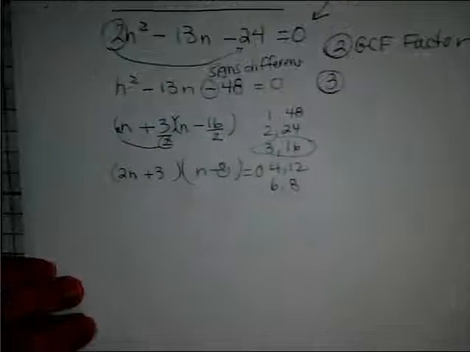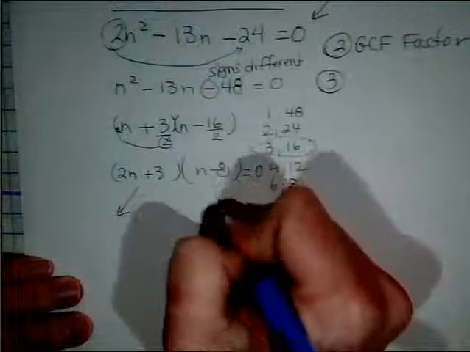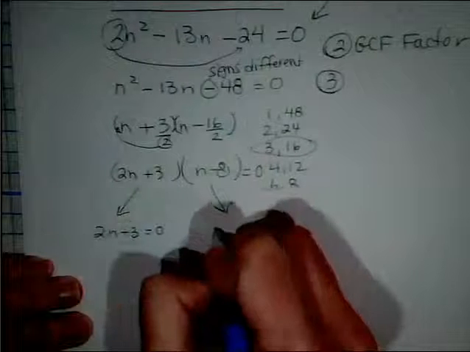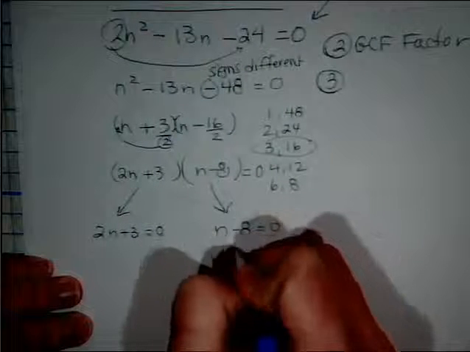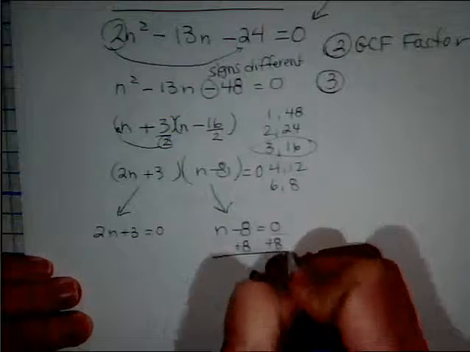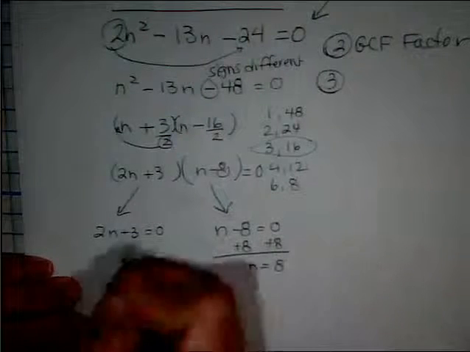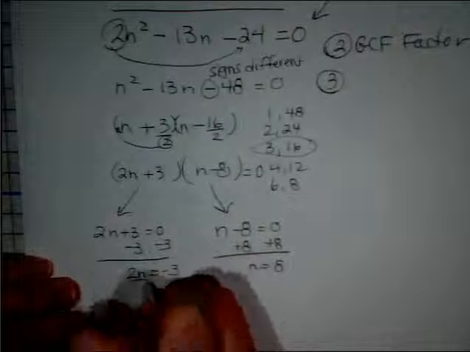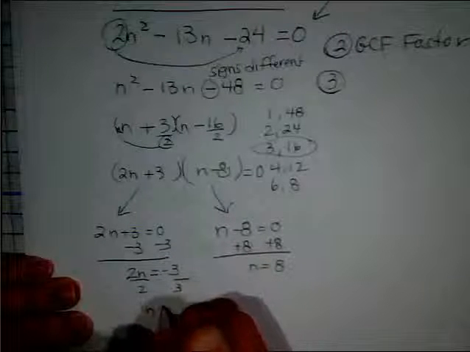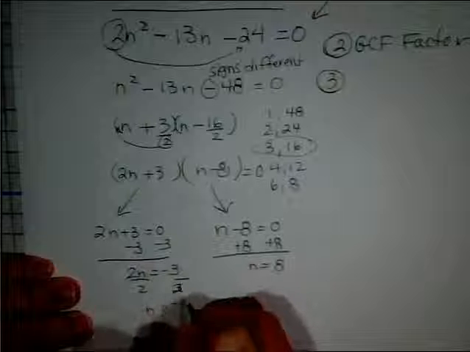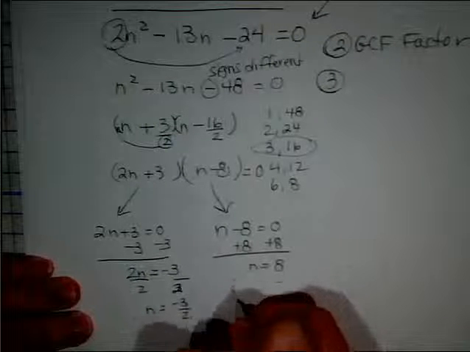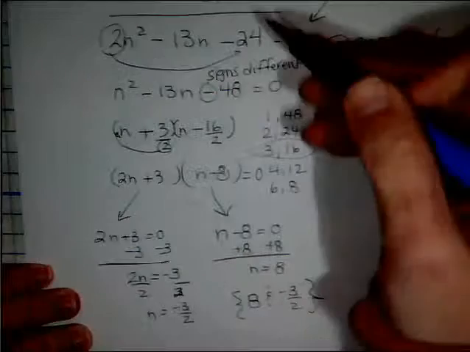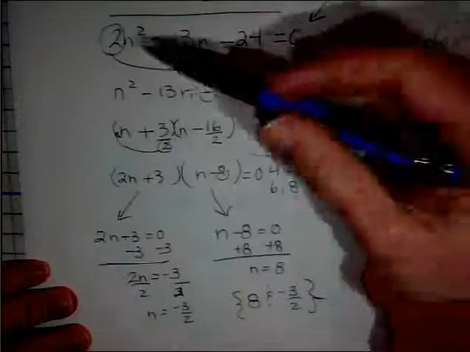Now I'm at the point that I can set each of those equal to 0. So I have 2n plus 3 is 0, n minus 8 is 0. So n is equal to negative 3/2 and 8. So my two solutions would be negative 3/2 and 8. If I plug those in at the top, then those should give me 0.